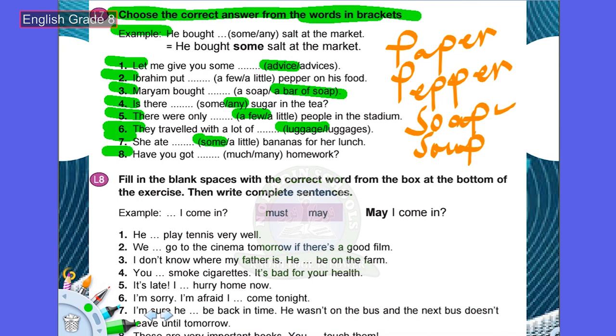Have you got much or many homework? Much is used for uncountable nouns, in questions and negatives. Here homework is uncountable, so we use much.